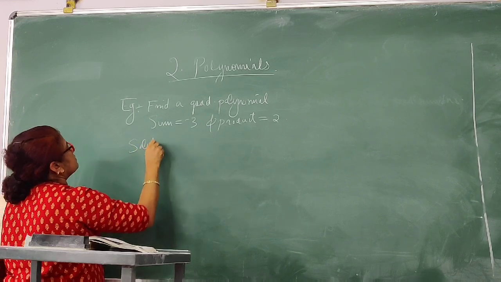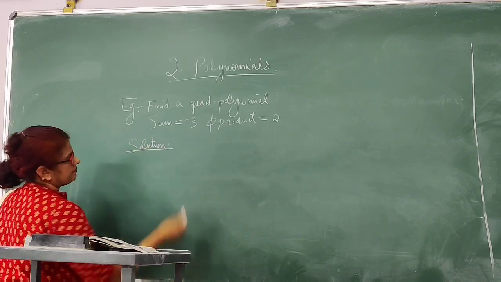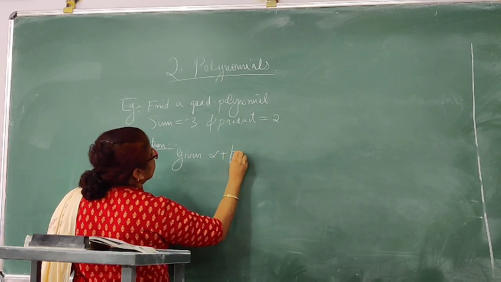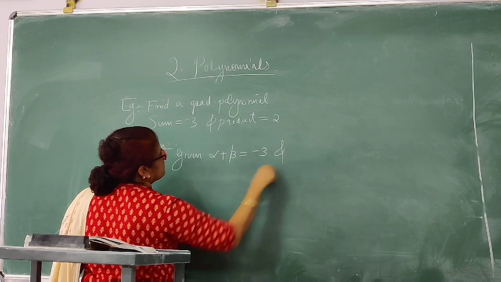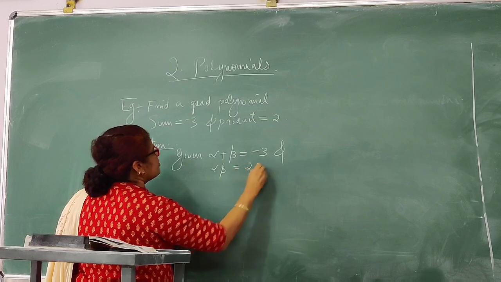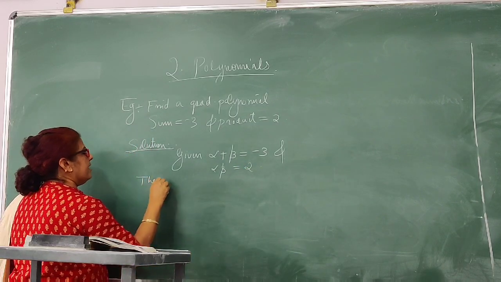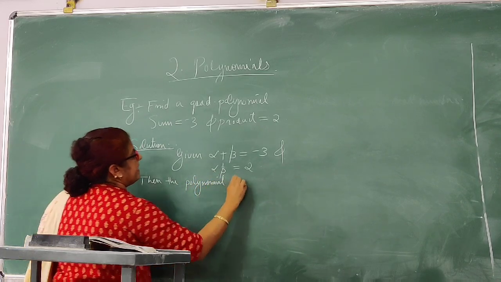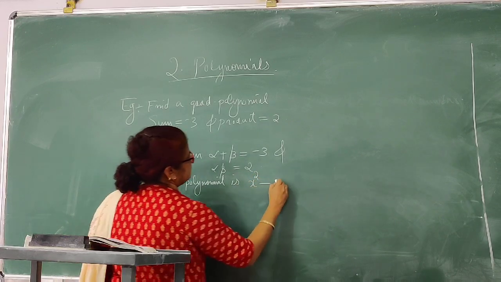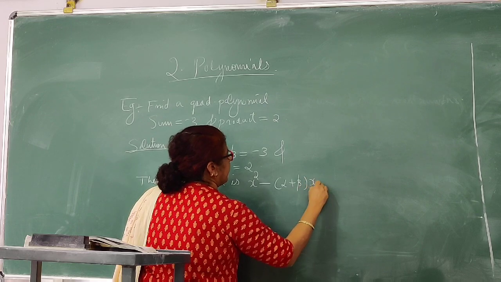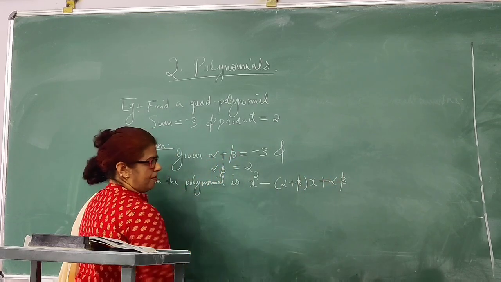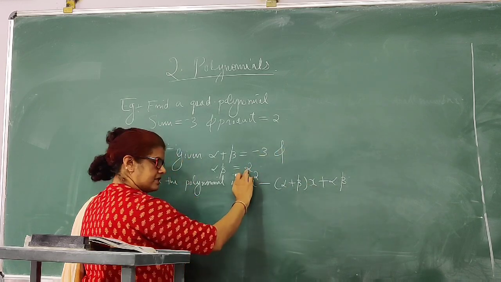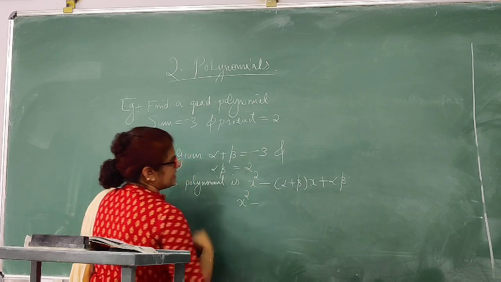Then we start. Solution. Given alpha plus beta is equal to minus 3 and alpha beta is equal to 2. Then the polynomial is x square minus (alpha plus beta) into x plus alpha beta. This is the format. Then for alpha plus beta we have to substitute this, and for alpha beta we have to substitute this number. Therefore the polynomial we get it easily.